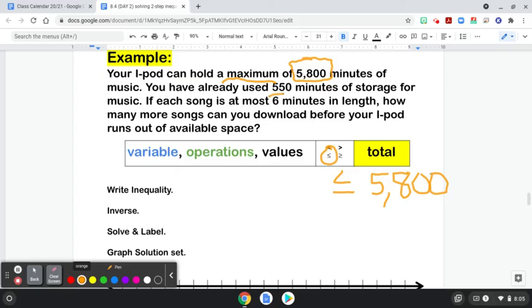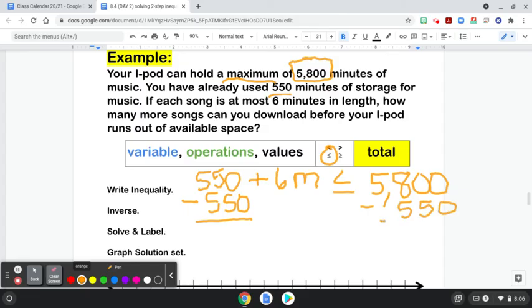From here, I've already used 550 minutes. So I have the 550 minutes, but also I can put groups of 6-minute songs on here. So 6 groups of we don't know songs for the more. Well, if I took off the 550 that I've already used, as my first inverse, then I'll have 5,250 minutes available for the other groups of songs.